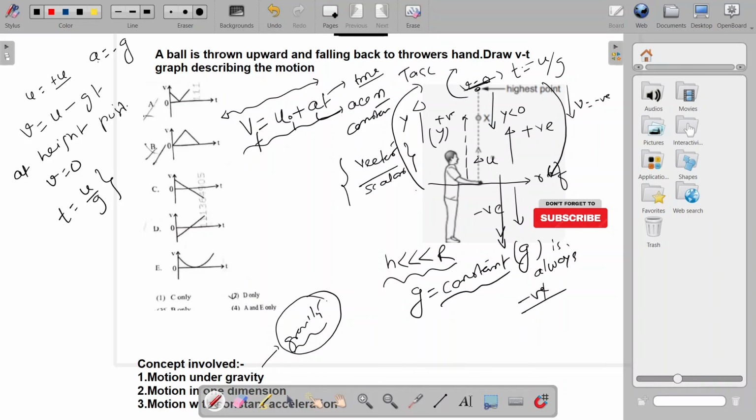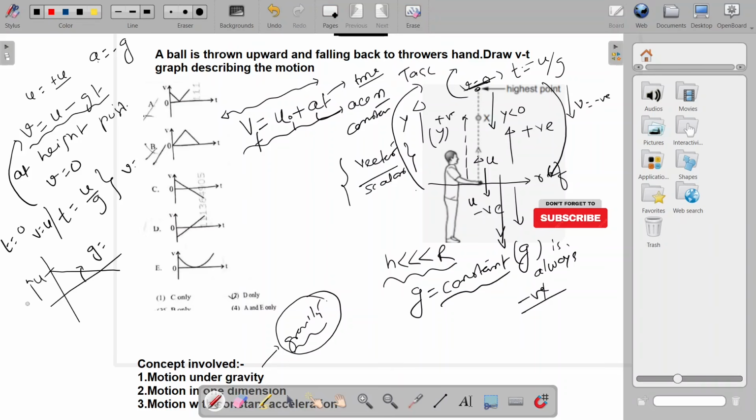So now, having this equation in our hand, let us try to draw our graph, because at t equal to 0, you can see v equal to u from this equation. So we can start from u here, and at t equal to u by g, v equal to 0. That means it is going downward, and this is a negative slope. Okay, so the slope of the VT graph gives the acceleration.